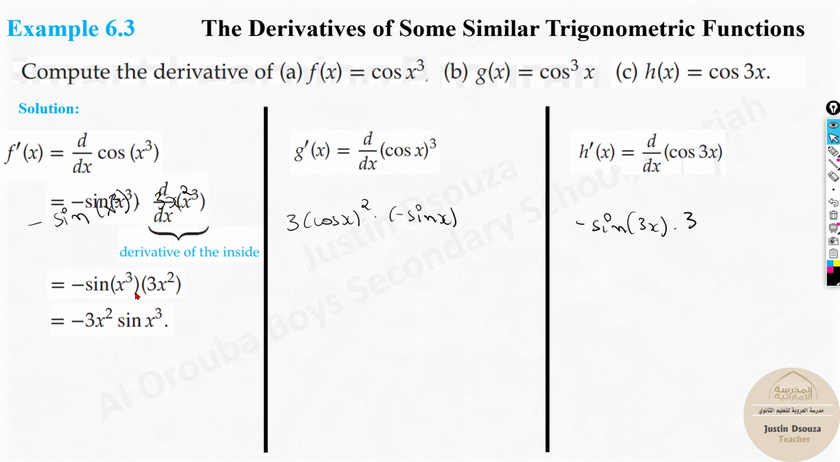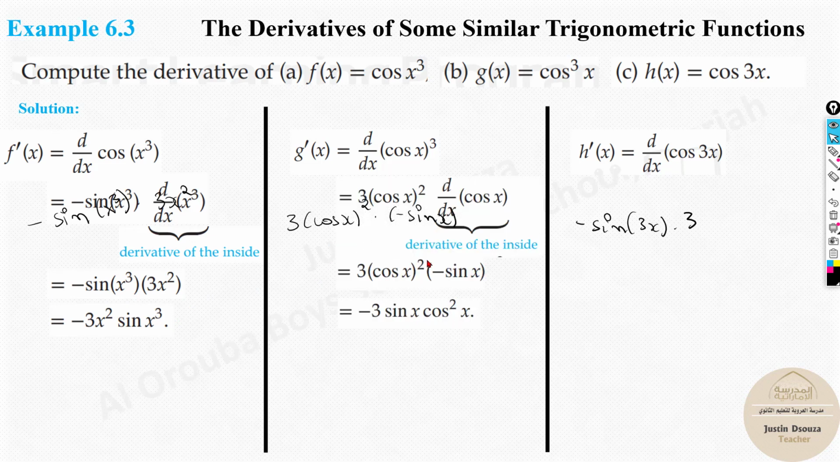You should know that whenever x cube is written, the bracket is only for x cube. X cube will be the inner function. What about this? That's the answer. Now it's just written 3 minus 3 sine x cos square x.